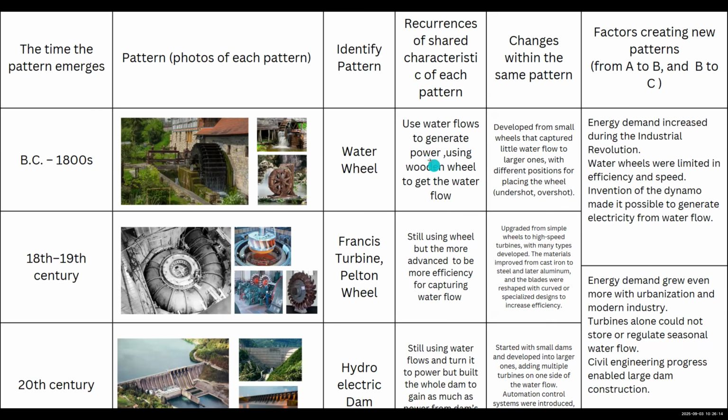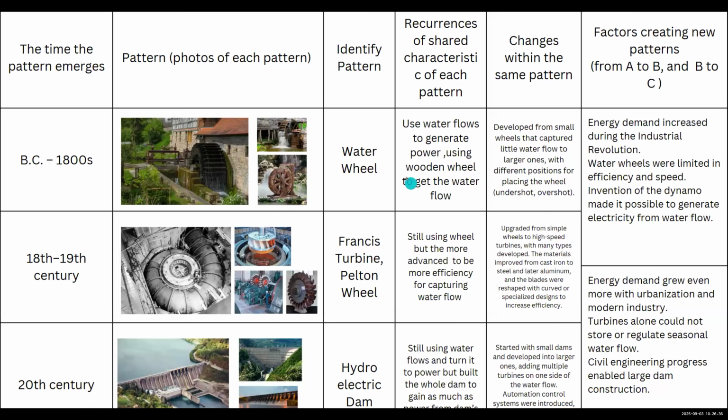But the water wheel was not strong enough. In the Industrial Revolution, people need more energy. So when dynamo was invented, water power could change into electricity. So the pattern moved to the next stage. The 18th to 1900 centuries.